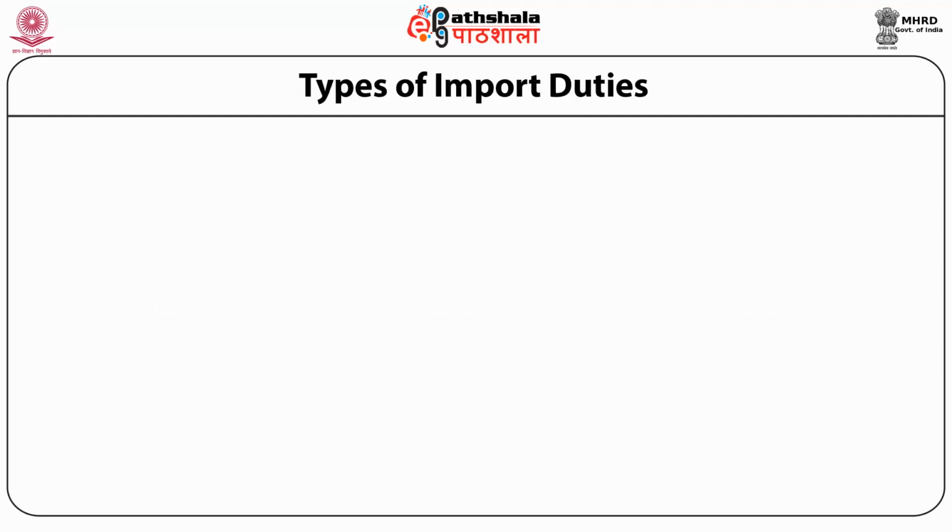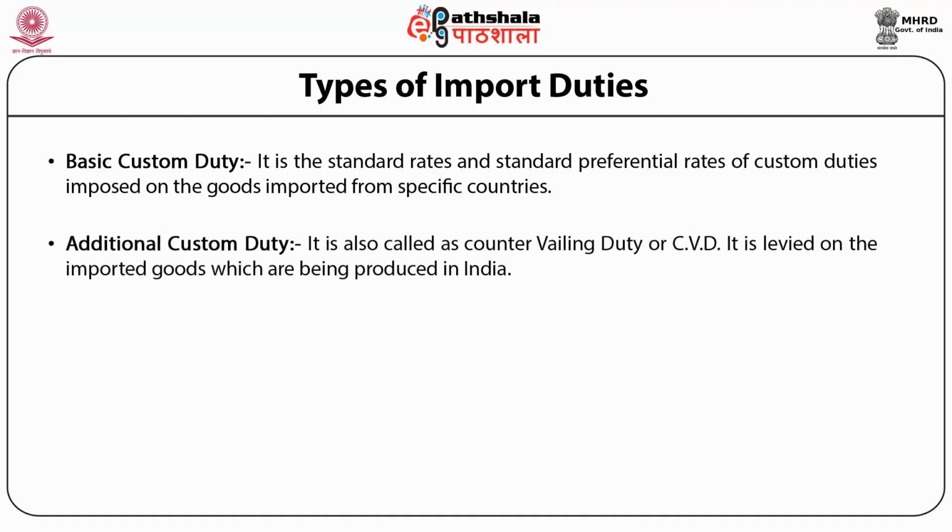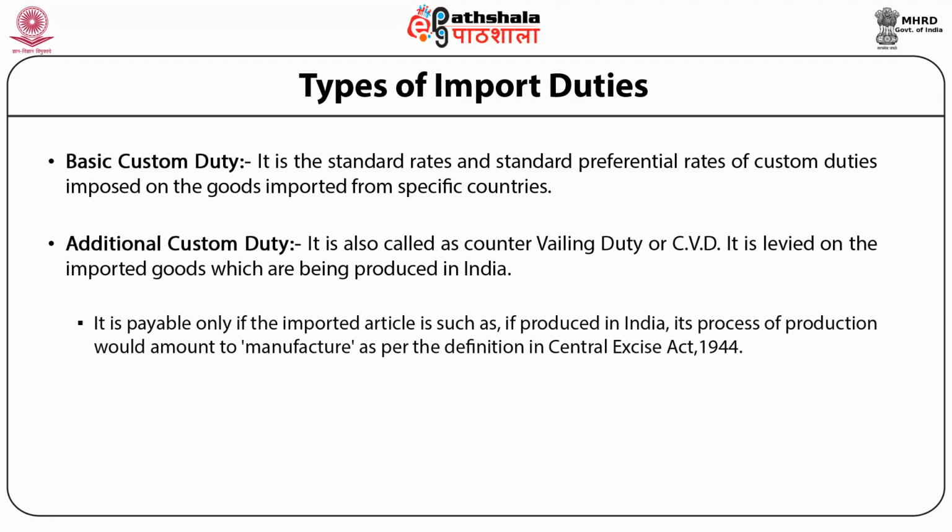Types of import duties. There are various types of import duties. One is basic custom duty. It is the standard rates and standard preferential rates of custom duties imposed on the goods imported from specific countries. Other is additional custom duty. It is also called countervailing duty or CVD. It is levied on the imported goods which are also produced in India. It is payable only if the imported article is such that, if produced in India, its process of production would amount to manufacture as per the definition in the Central Excise Act 1944.